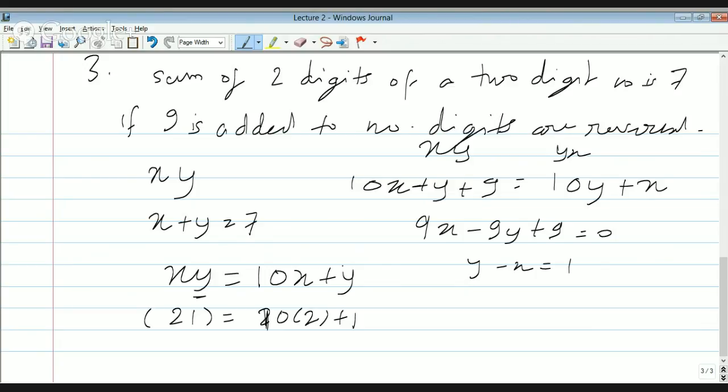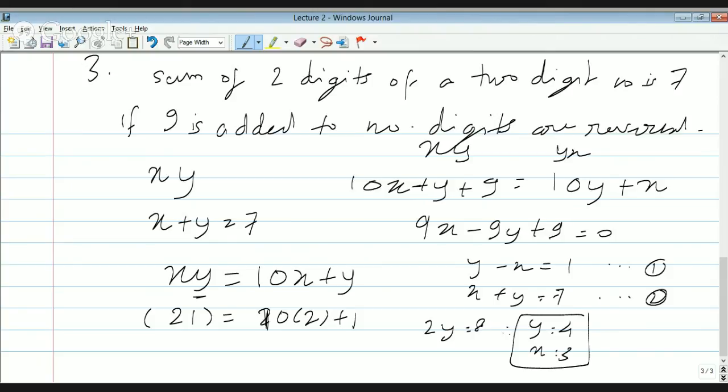This is one equation. The other equation is already available as x plus y equal to 7. This is 1, this is 2. If we solve these simultaneously, suppose we add them, we will get 2y is equal to 8. Hence, y equal to 4. And when y is equal to 4, x will be equal to 3. We can substitute in any of the equations. So x is 3, y is 4. So the number we had taken was 34. That is the answer.